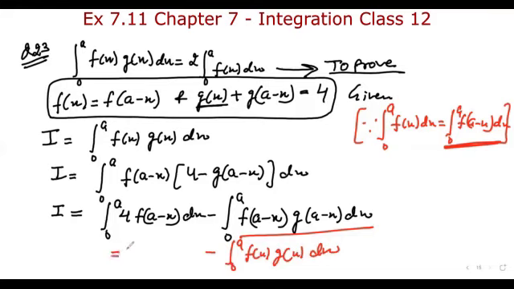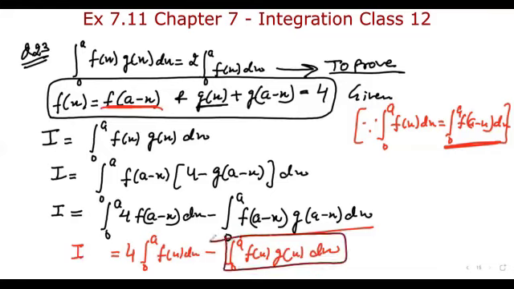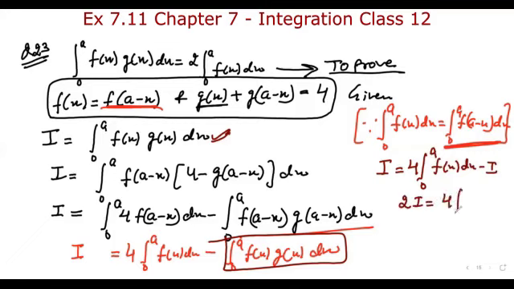Right? And here 4 is outside. 0 to a, f of a minus x is equal to f of x, so I'm replacing it with f(x) dx. And this is I. If you see this carefully, this is the same term from where I started, whatever I assumed as I, so I can replace this with I. So I is equal to 4 times the integral 0 to a of f(x) dx minus I. I and I will become 2I. This is 4 times the integral 0 to a of f(x) dx. So I is equal to twice the integral 0 to a of f(x) dx.